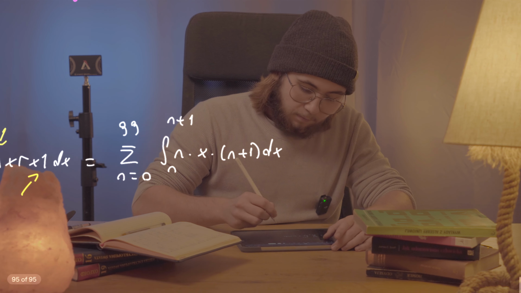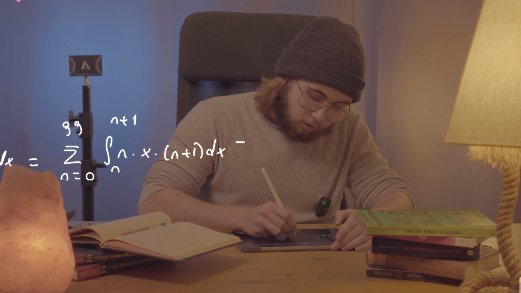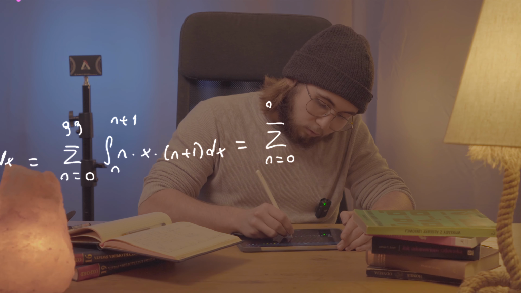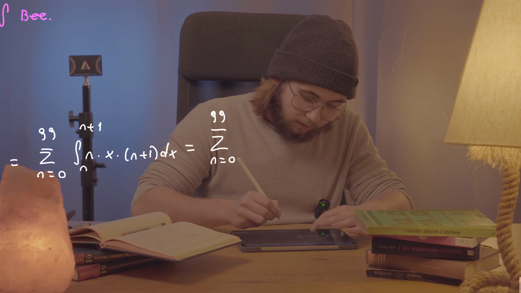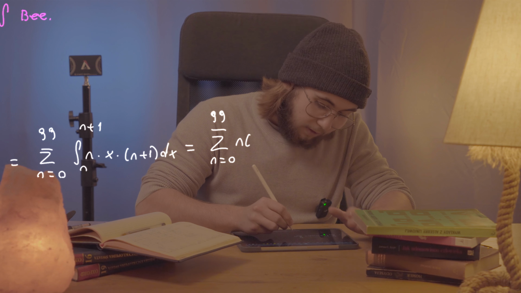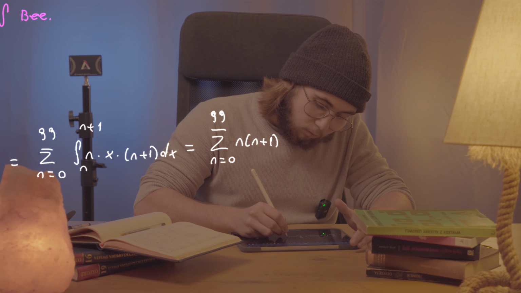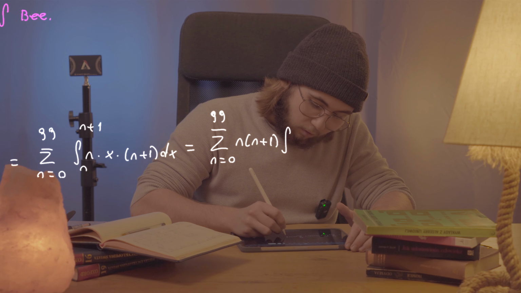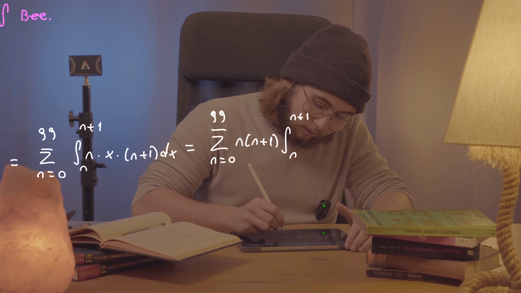Lovely, let's do it. So what we're going to be left with after doing so is the sum from n equal to 0 to 99 of n multiplied by n plus 1 and multiplied by the integral, oh, that's a poor looking integral, from n to n plus 1 of x dx.